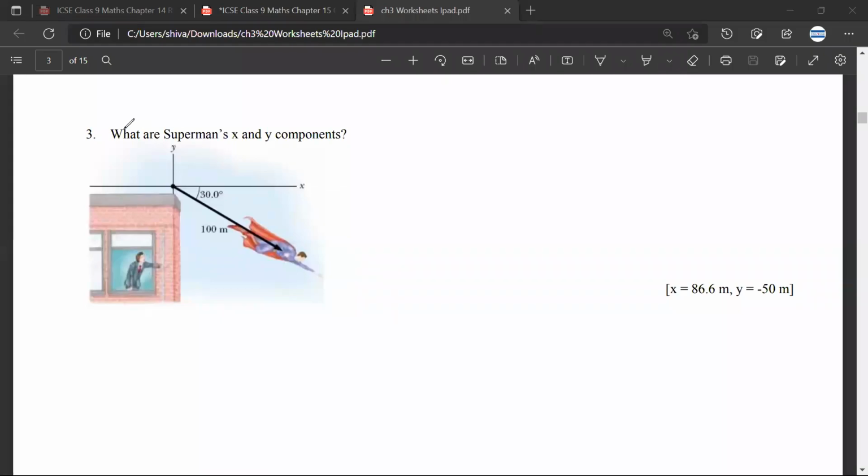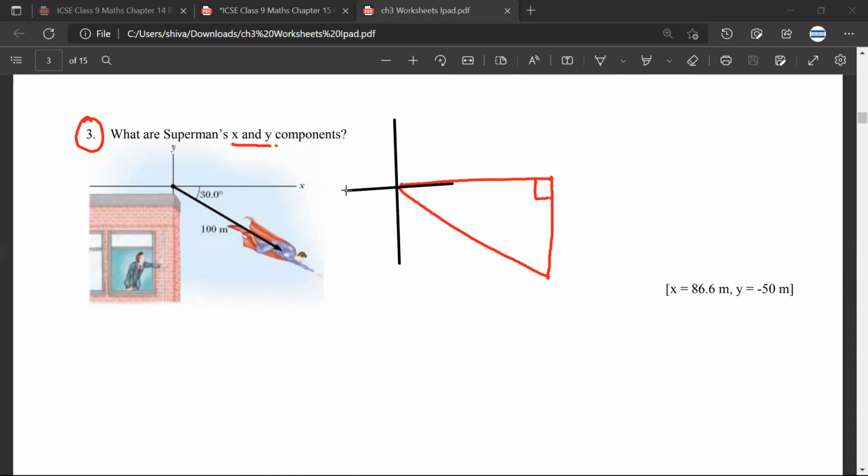So Chris, in this question, what are Superman's X and Y components? Now, how we do this question is basic trigonometry. So for example, let me put my X and Y axis at this point. Have you understood? Yes, sir. So this point is basically this point. Is it making sense? Yes, sir.